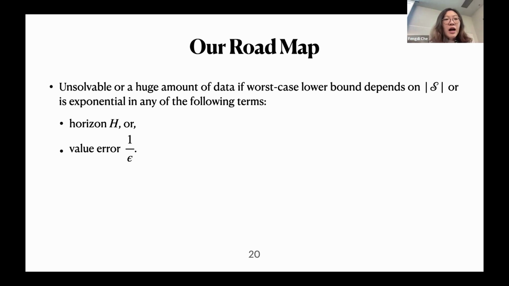Here we call it a huge amount of data if the lower bound depends on the size of the state space, like Atari, which is huge, or if it is exponential in any of the following terms, either the horizon or 1 over the value error. Because when we work on a slightly larger task with a longer horizon, we don't want the number of samples required to increase exponentially, which means it's going to be very hard to generalize to larger tasks. So we don't want exponential data, and we will just give them a cross sign and call them unsolvable.